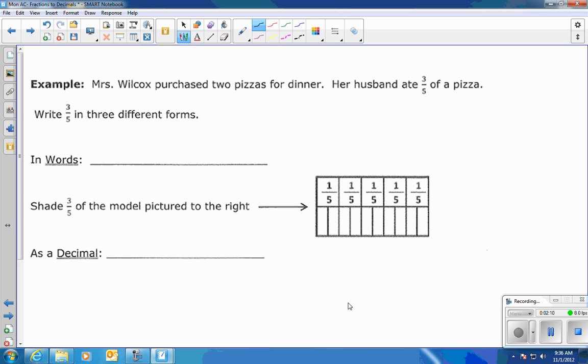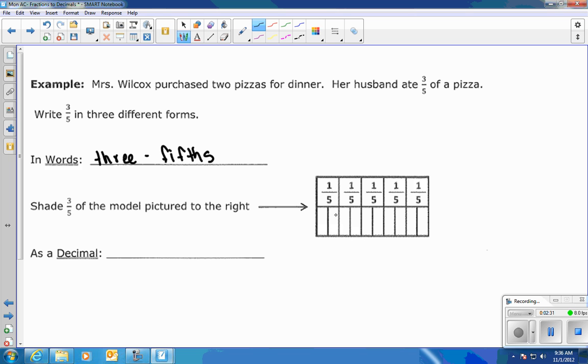So Miss Wilcox purchased 2 pizzas for dinner. Her husband ate 3/5 of a pizza. Write 3/5 in 3 different forms. So we can write it in words as 3/5. As a model, we can shade.